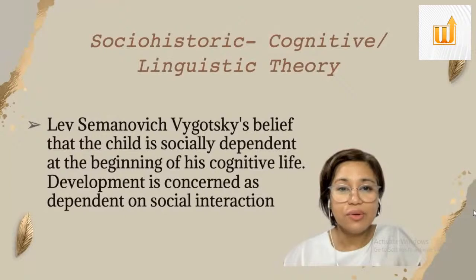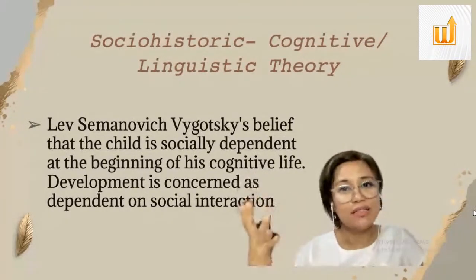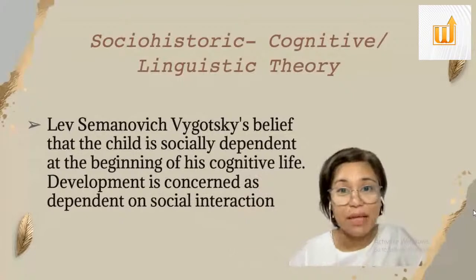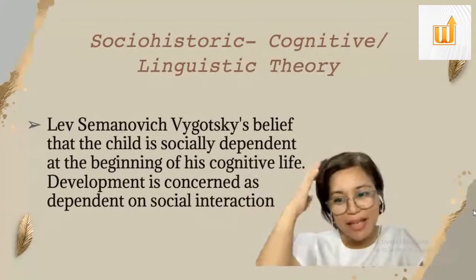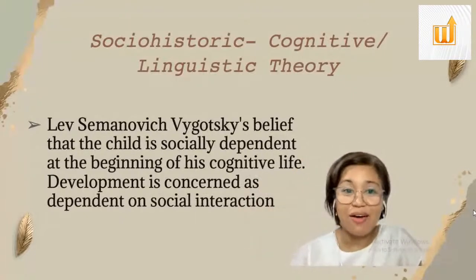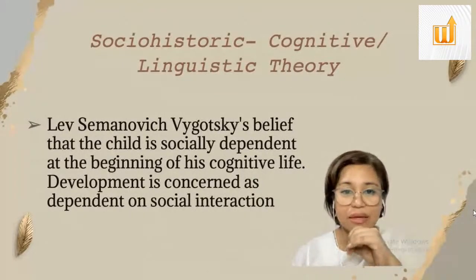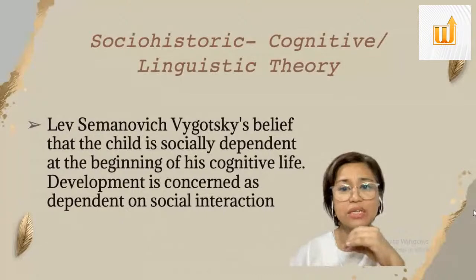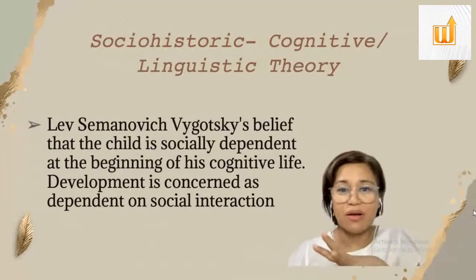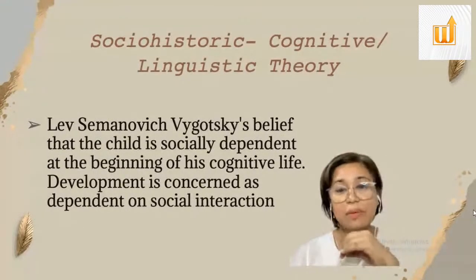So now let's go to the socio-historic cognitive linguistic theory by Vygotsky. Lev S. Vygotsky believed that the child is socially dependent at the beginning of his cognitive life. So we'll be talking about cognitive development. So, ano yung cognitive? Alam natin yan, no? Something that goes inside this skull, no? The cognitive development. And he believed that the child is socially dependent to people around them.